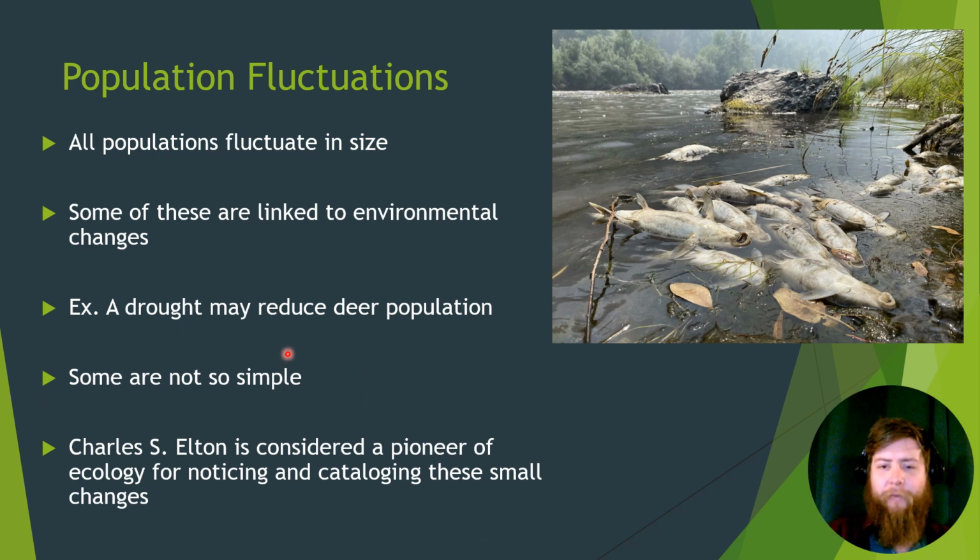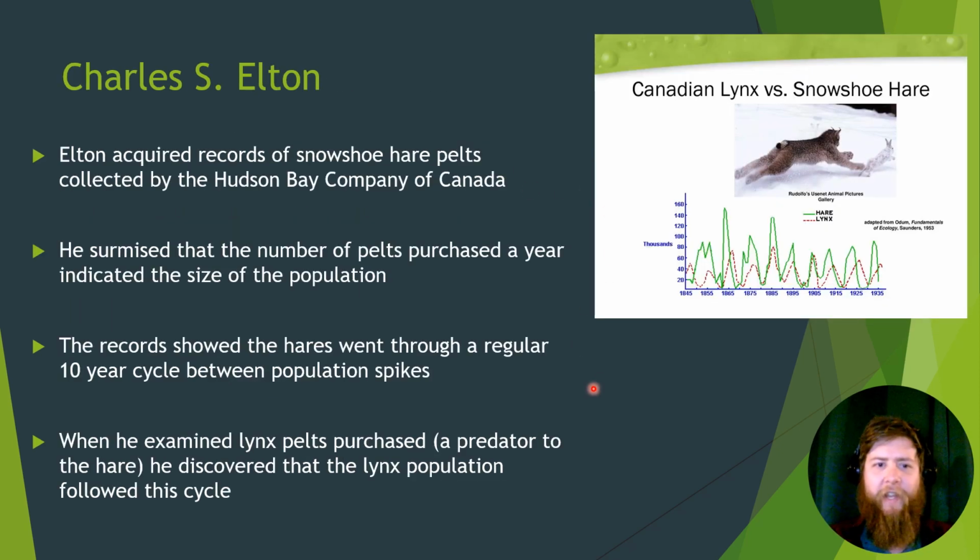Some population fluctuations and trends are not so evident. They're not like, oh, there's a fire, there's a drought, there's a flood. The person who looked at this interdependence and these trends was named Charles S. Elton. He took notice of small changes in populations. Elton was taking records of snowshoe hare pelts that were collected by the Hudson Bay Company of Canada during the fur trapping, and he was saying, hey, this is some good data for how many snowshoe hares are out there. He guessed that the number of pelts purchased a year was indicative of the size of that population. And what the records show is that every 10 years there was a spike in these snowshoe hare populations.